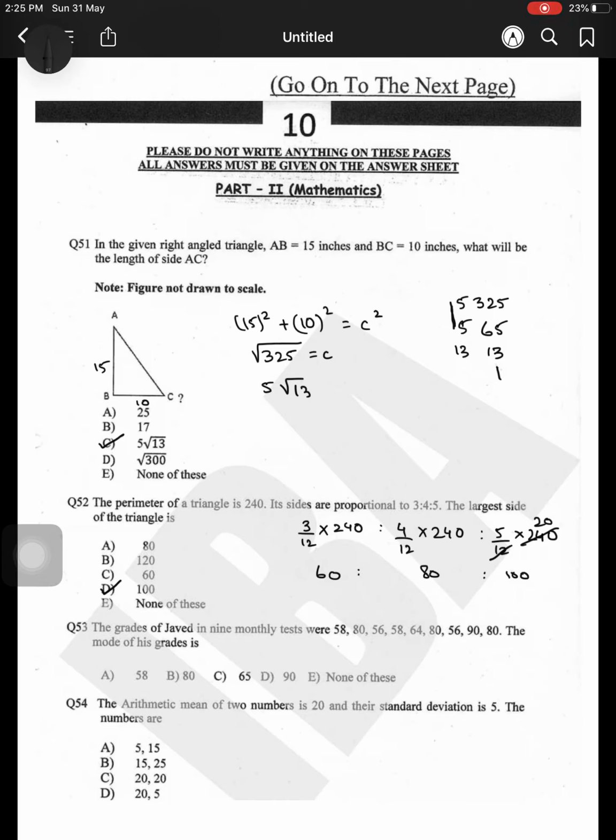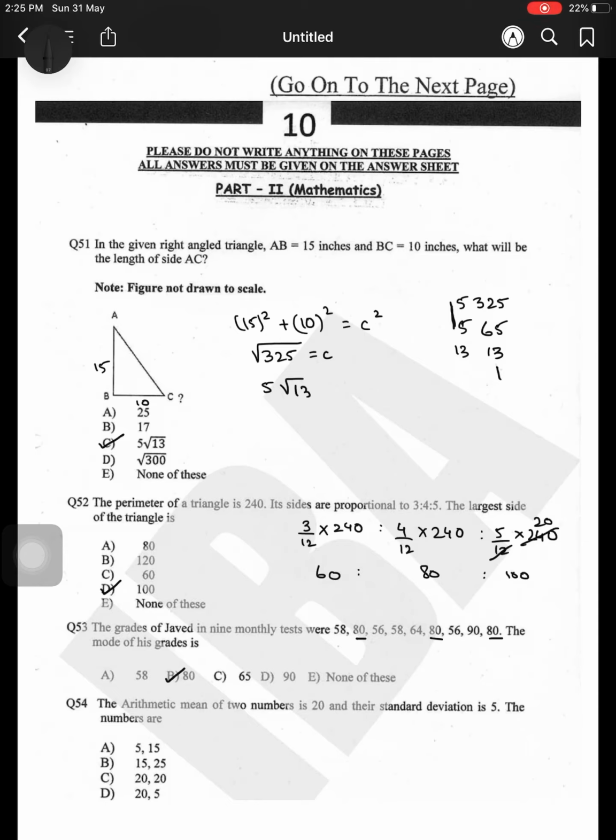In the next question, he's saying find out the mode of his grades. So the mode is basically the repetitive number that keeps repeating, or the famous number, you could say, in a way. So over here 80 has been repeated 3 times, so B is the answer.